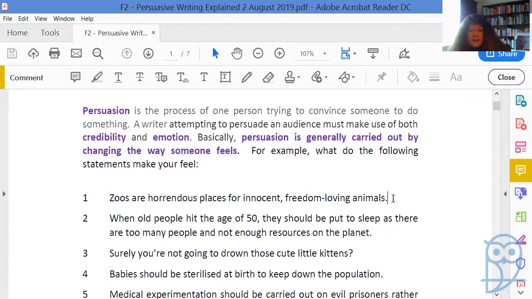Yes, it all depends how the animals are treated. Depends on the type of zoo. It might depend which country it's in, because some countries are not very kind to animals. They just look upon them as beasts of burden and treat them badly. Anyway, so there's an example of what we've been talking about, persuasion.